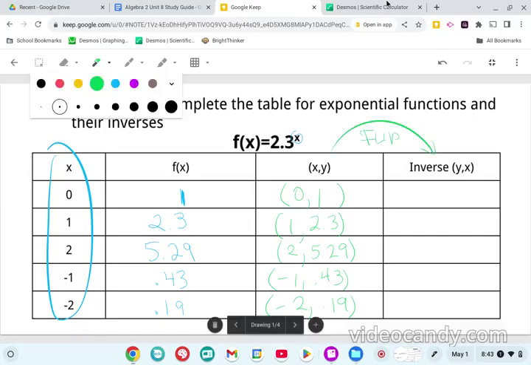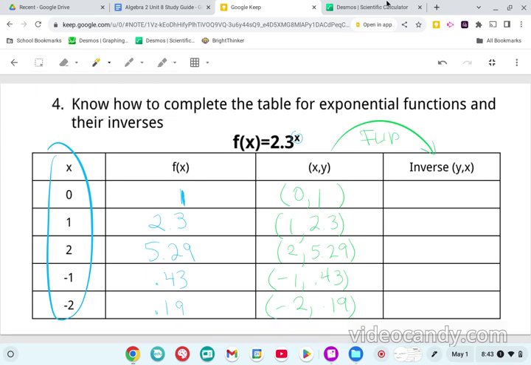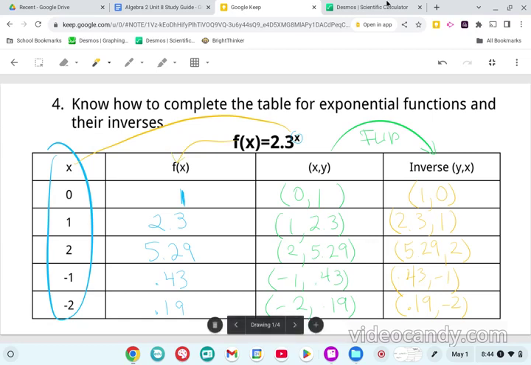So we're going to flip each of those points, and it's going to be 1, 0, 2.3, 1, 5.29, 2, 0.43, negative 1, and 0.19, negative 2. That's all you're doing. So again, you plug in the original value, and for the x, you get the answer. For the f(x), you put those two together as a point, and then you switch those points to find the inverse.